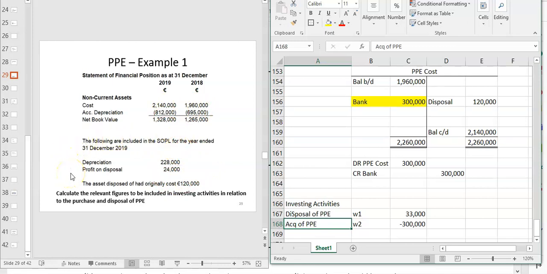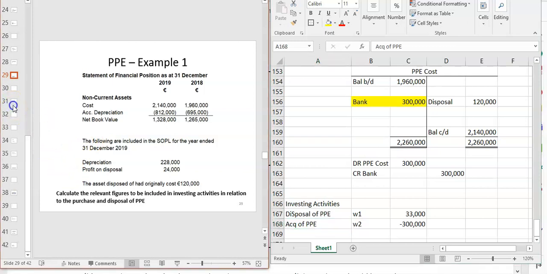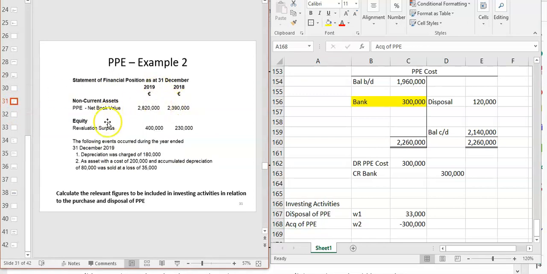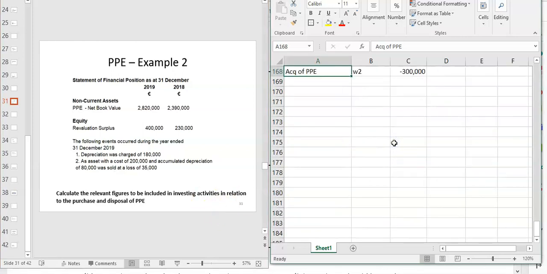And no two statement of cash flow questions will be identical. So you can't just rote learn and say, oh, this is the way I always do it. You'll see in the next example we're going to do in a second, it's laid out slightly differently. And we have to be able to adapt to understand how to approach it. So again, example 2, we're looking for the same requirement. We're looking at, well, let's figure out the relevant figures to include in investing activities in relation to the purchase and disposal of property, plant and equipment.